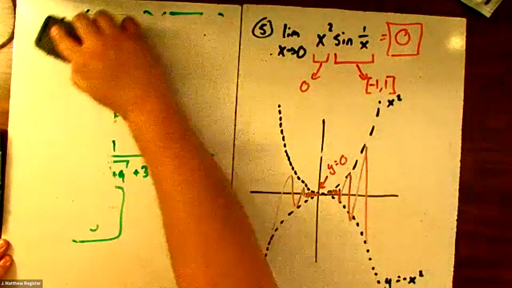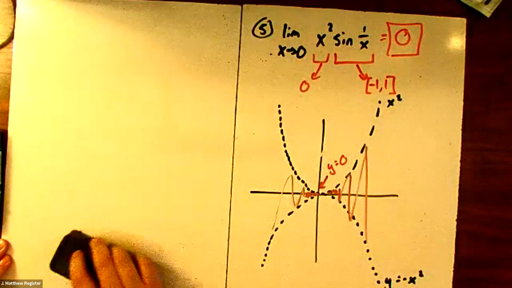The next one looks to be algebraic. Let's take a crack at that one. So the next one is the limit as t goes to 0 again of 1 over t minus 1 over t squared plus t.